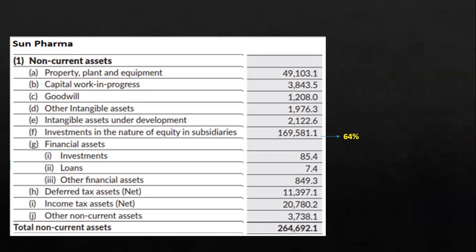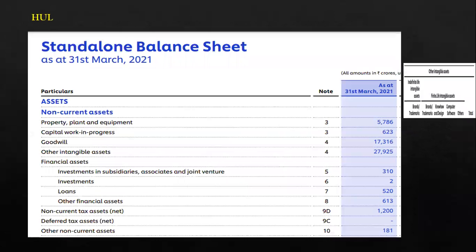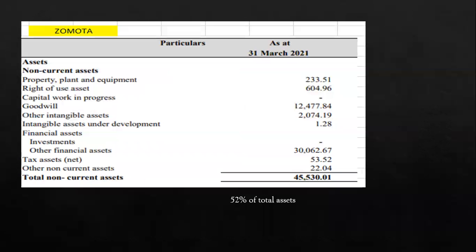So we can see that whether Sun Pharma or Tata Steel or HUL or Zomato, the non-current assets account for a significant part of the total assets of the company. But to understand more about these items and how these are measured, how these are shown on the financial statement, there is a need for us to understand the accounting policies.